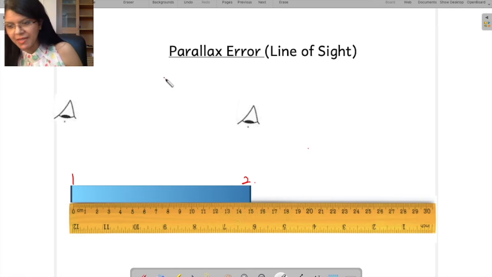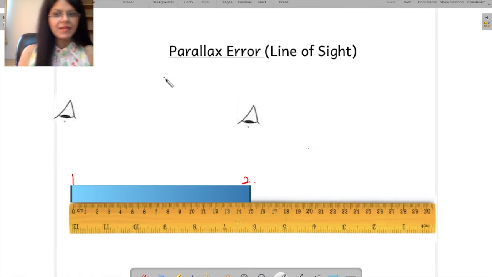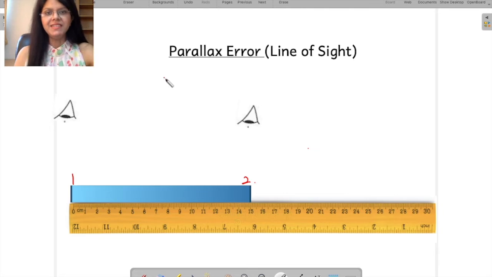You have to keep moving your head around so that your line of sight falls perpendicular to the measuring instrument, right? If you do not do this, it leads to the parallax error. So parallax error can occur in many different ways as well. I have one more example here.